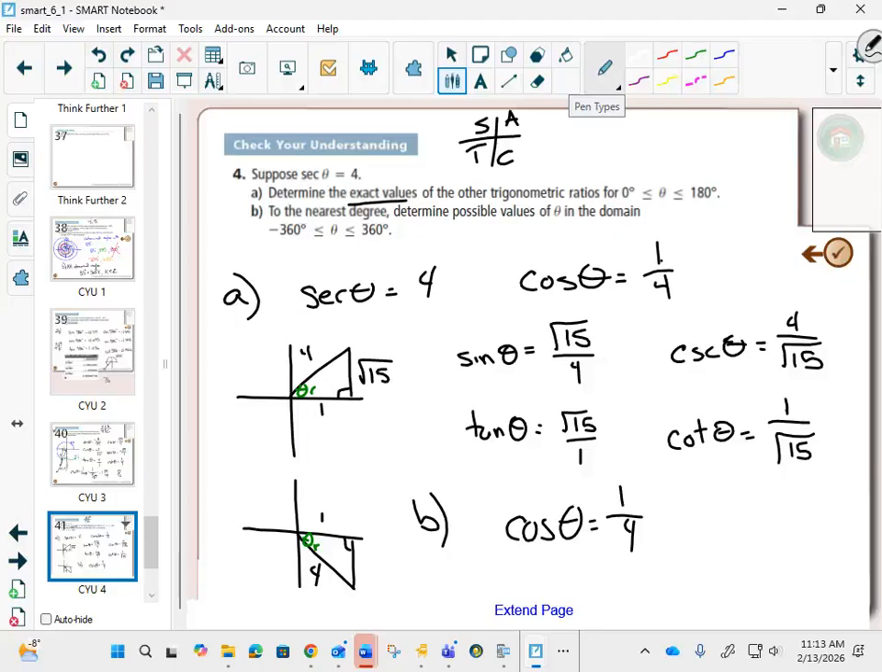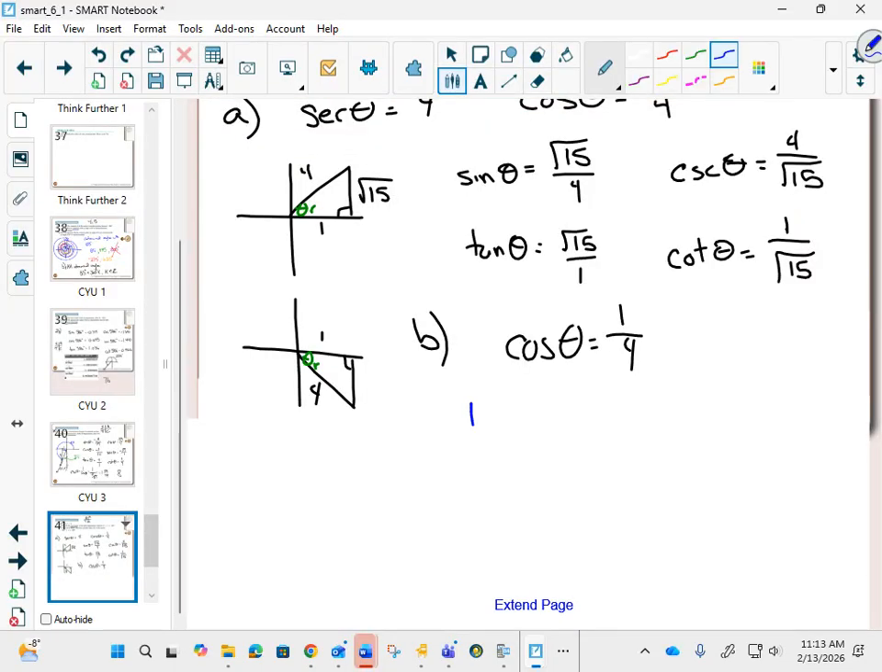And whenever we're solving for theta, what's going to be really important is to find our reference angle first.